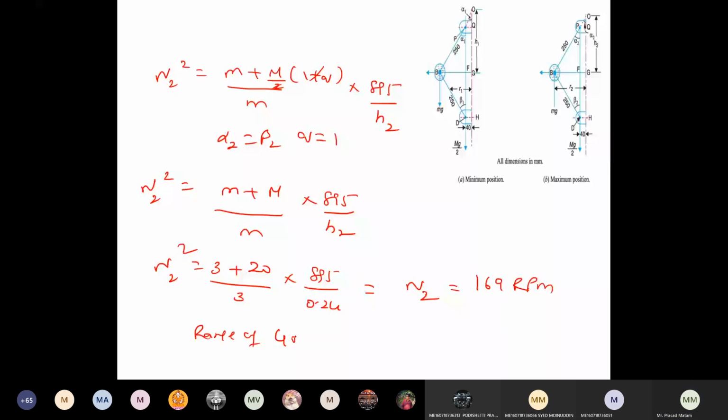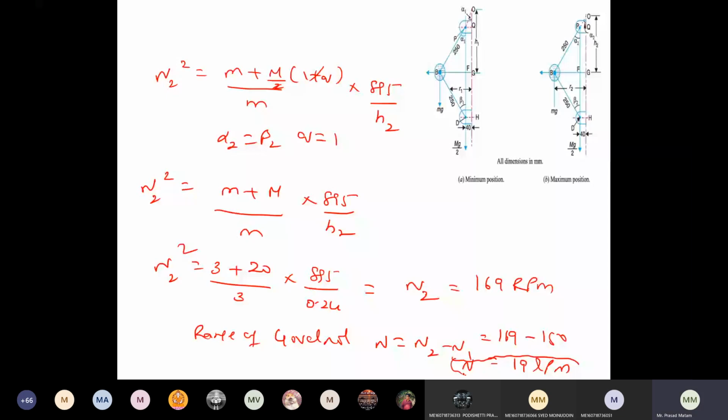Range of the governor, capital N, is equal to N2 minus N1. 169 minus, what is N1 we got? 150. That is equal to 19 RPM. 19 RPM is the answer.